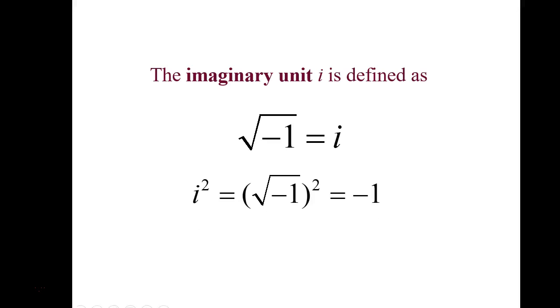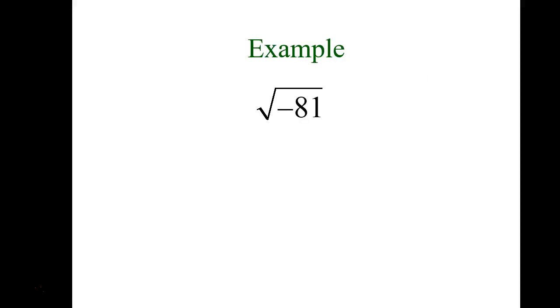If we square this equation, so i squared, if we square what's under a square root, remember that gets rid of the square root and just leaves you with what's under the square root. So when we work these problems, I want you to remember that i squared is always going to be replaced with -1. So let's look at an example here.